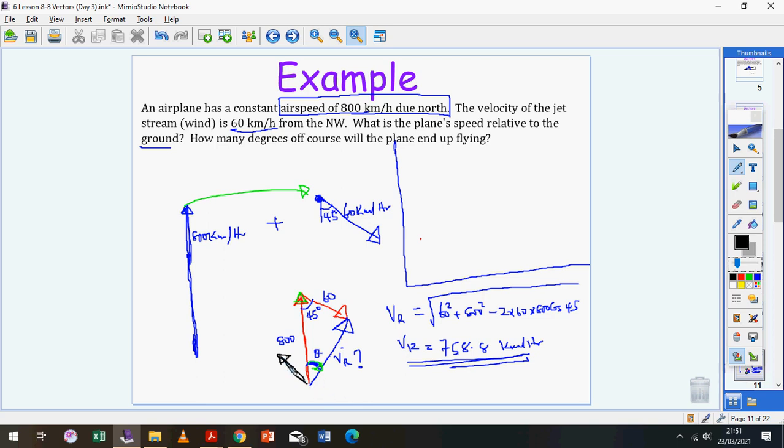Anyways, that angle I can find using sine theta over 60 equals sine 45 over the speed that I just got, the VR, which is 758.8, and that gives me theta as, and again please check my work, don't just take my word for it, sine 45 divided by 758.